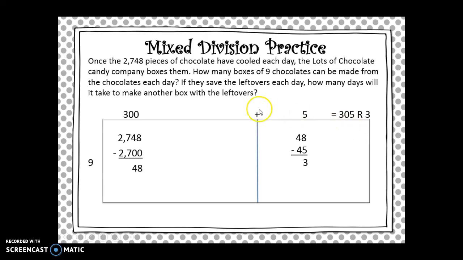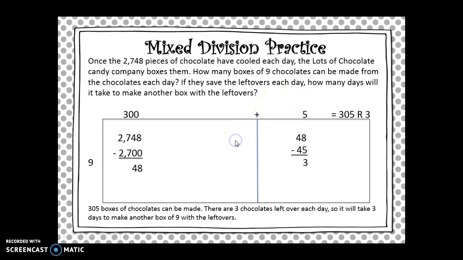So now let's go back and look at our question. It says, how many boxes of 9 chocolates can be made from the chocolates each day? And if they save the leftovers, how many days will it take to make another box with the leftovers? I know that I'm going to have 305 boxes. I'm going to have a remainder of 3, but that's not what they're asking me. They're asking how many days it will take to make another box with the leftovers. There are 3 chocolates left over each day, so it will take 3 days to make another box of 9 with the leftovers.